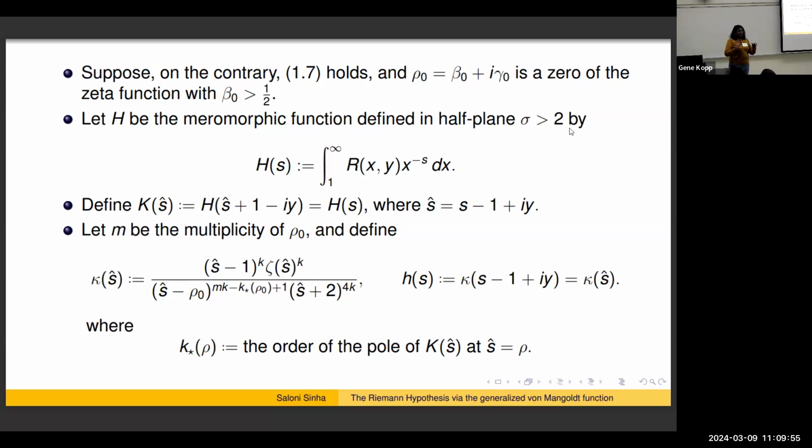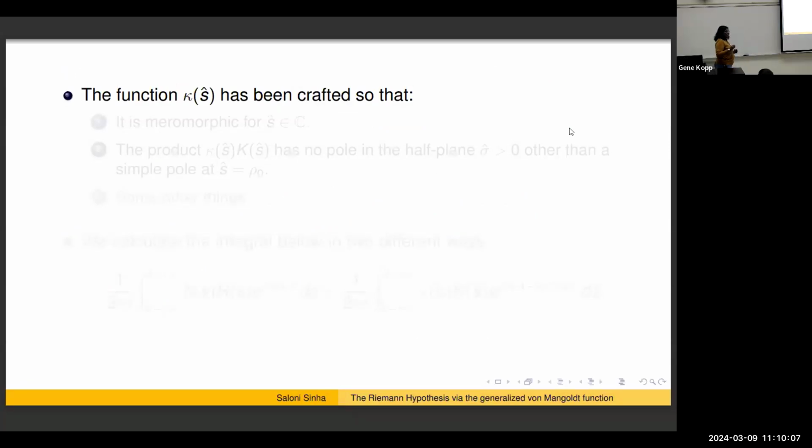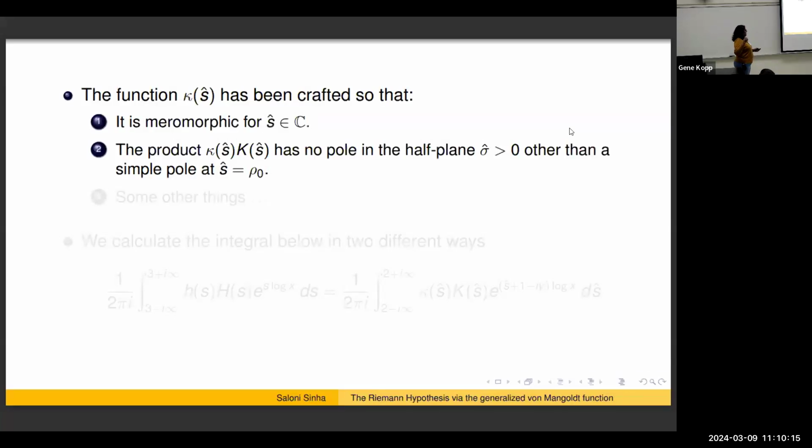I know it looks pretty random, but as with most things, there's a reason behind defining something this way. So this function, kappa of s hat, has been crafted so that it's meromorphic for s hat in C. The product has no pole in the half plane other than a simple pole at s hat equals rho naught. And that's really important for this method to work. And then some other things involving convergence of integrals, stuff like that.